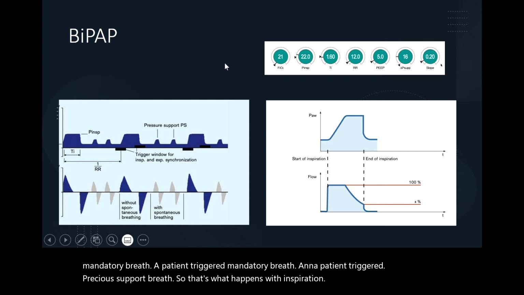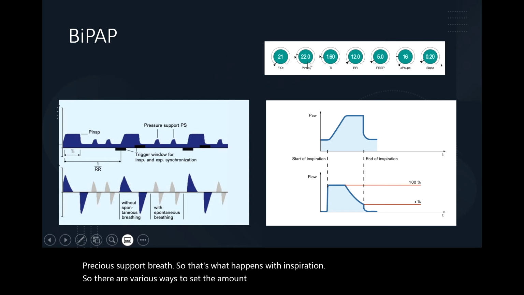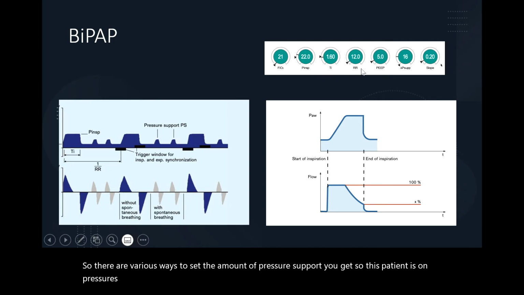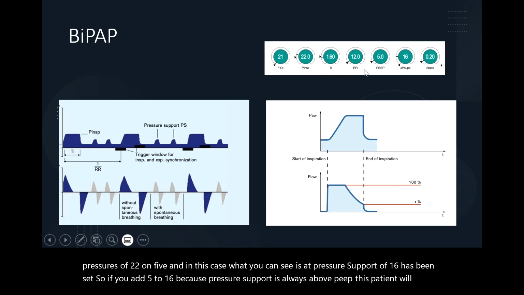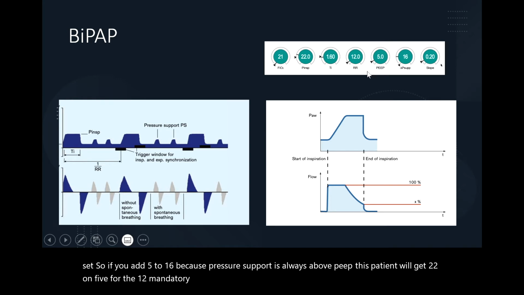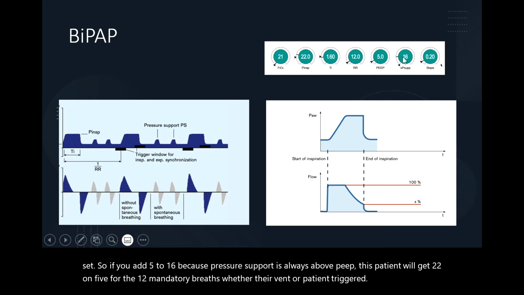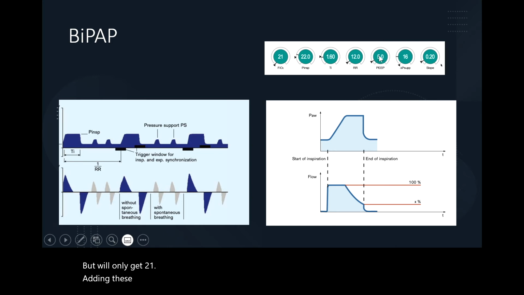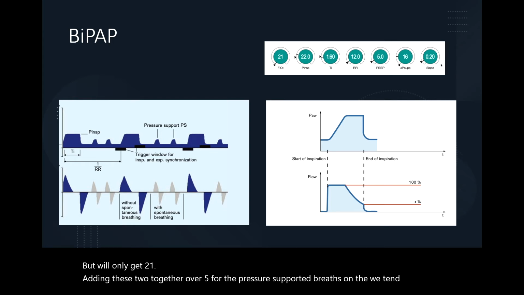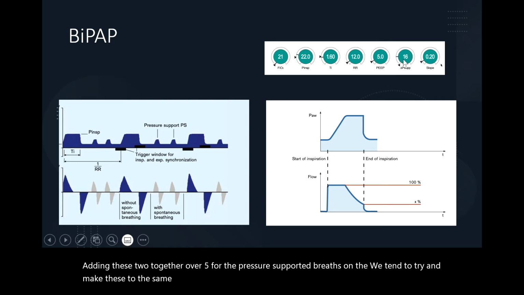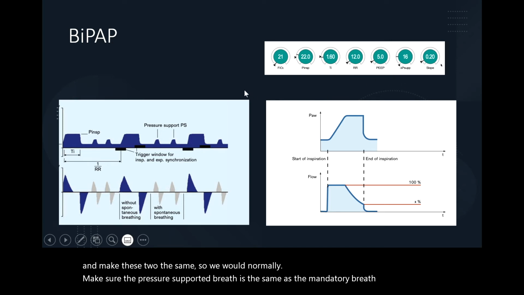So there are various ways to set the amount of pressure support you get. So this patient is on pressures of 22 on 5. And in this case, what you can see is a pressure support of 16 has been set. So if you add 5 to 16, because pressure support is always above PEEP, this patient will get 22 on 5 for the 12 mandatory breaths, whether they're vent or patient triggered, but will only get 21, adding these 2 together, over 5 for the pressure supported breaths. On the unit, we tend to try and make these 2 the same. So we would normally make sure the pressure supported breath is the same as the mandatory breath, at least to start with.